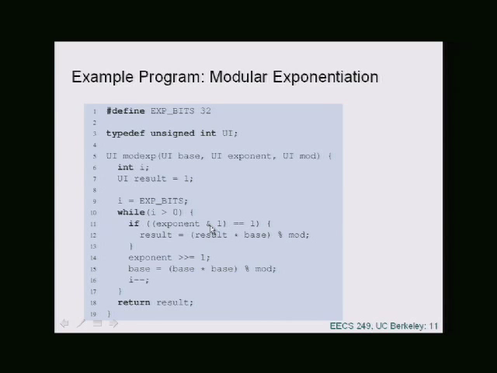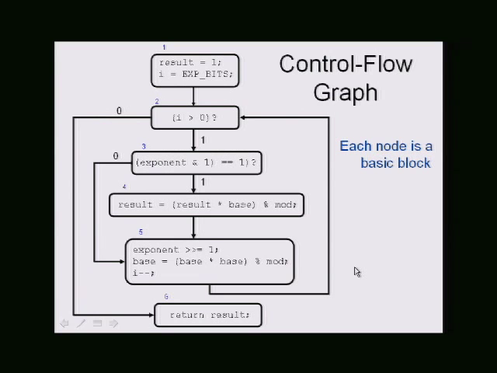Here I've defined the number of bits of the exponent to be 32, right? So we're going to think about these programs as graphs. In particular, we'll use the control flow graph representation. So in the control flow graph representation, the nodes of the graph correspond to what's called a basic block of the program. How many of you have heard what a basic block is before? Okay, just one. So a basic block is essentially a straight line piece of code where the entry point is only at the top and the exit point is at the bottom.